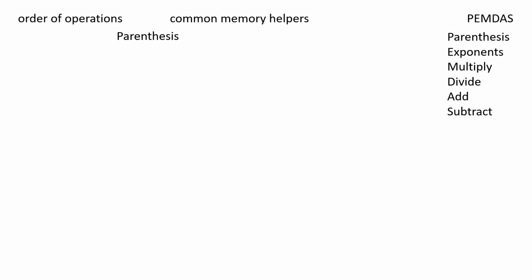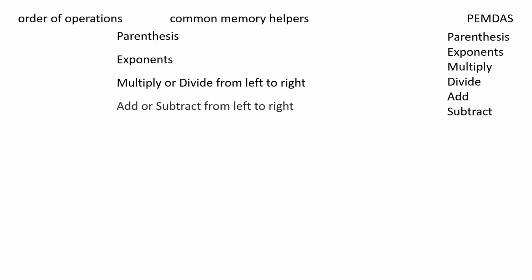Right? Parentheses are the first thing we do. Then we do exponents. And then it's multiply or divide from left to right. Right? Multiply and divide are equal in priority. Finally, add or subtract from left to right. Addition and subtraction are equal in priority.